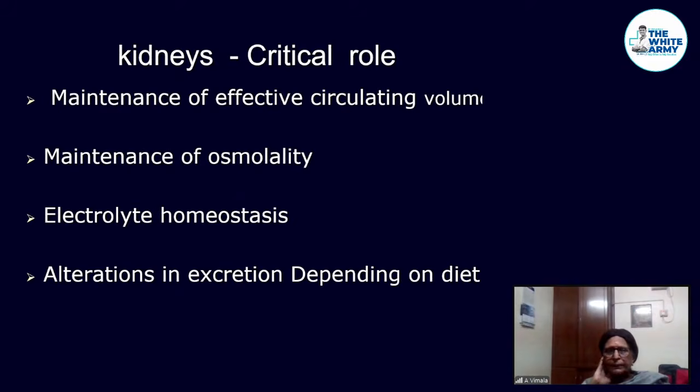Now, why as nephrologists are we talking about fluids? Because the kidney has a very major role in maintenance of effective circulating volume. The kidney, by adjusting the sodium load, maintains osmolality. The other electrolytes are also maintained within normal limits by the kidneys. If we take more protein, more urea is generated, and more urea is excreted. So normal kidneys have an abundant capacity to alter excretion based on the diet.